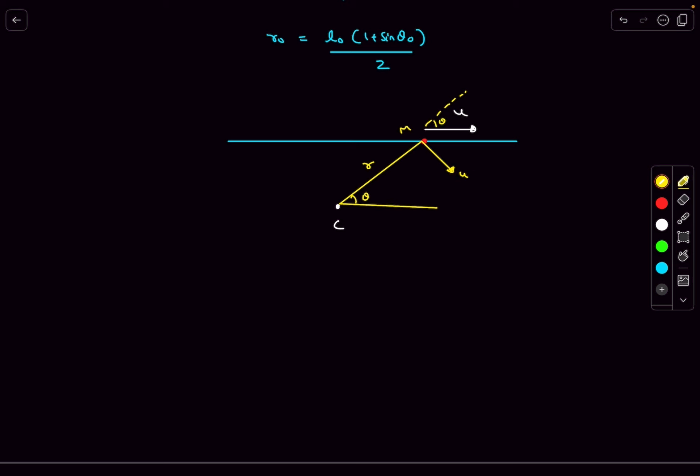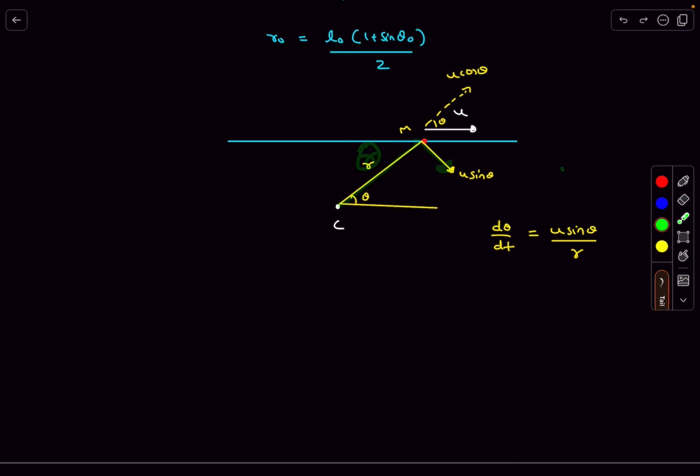So that component is going to be u sine theta, and the component along the line CM is u cos theta, right? So from this, what we can see is the value of d theta by dt, which is again the omega of this line CM, is going to be u sine theta, which is the perpendicular velocity of this point M, divided by the length CM, which is r. Basically, with respect to this point C, we are seeing how the line CM is rotating. So that is nothing but the perpendicular velocity of the point M divided by the distance.